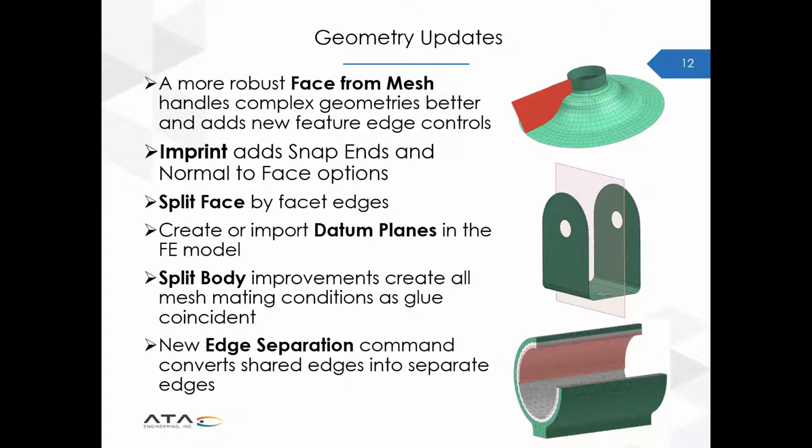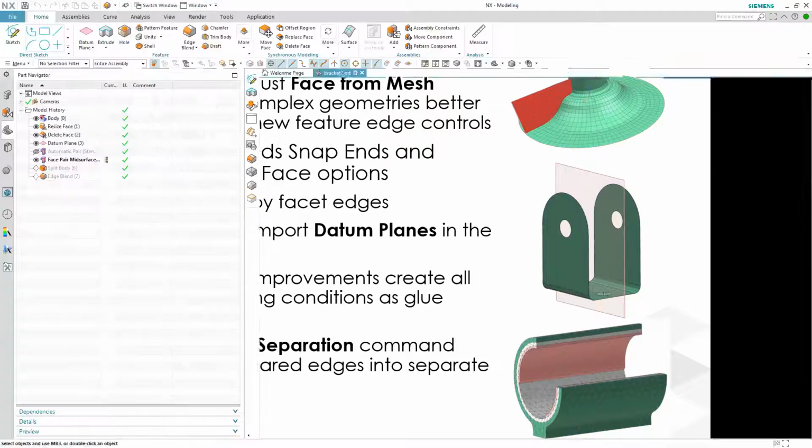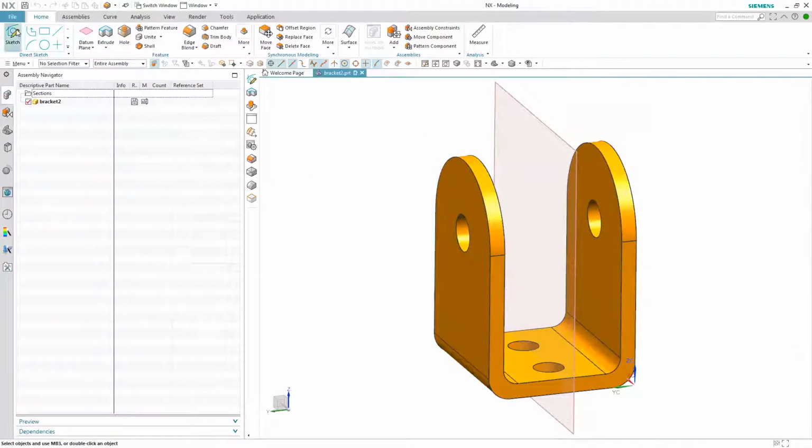And then finally, there is a new edge separation command. This converts a single edge that is shared between two connected sheet faces into two distinct separate edges. So this is useful if you want glue or contact between parts in a 2D model, or just if you want to ensure that separate edges have a compatible mesh with coincident nodes without it being directly connected. So let's go back to NX now and see some of that.